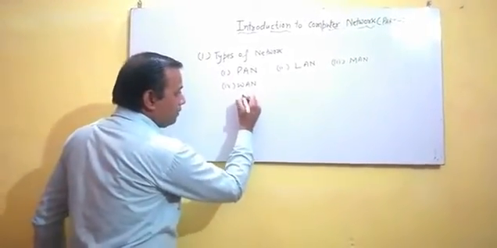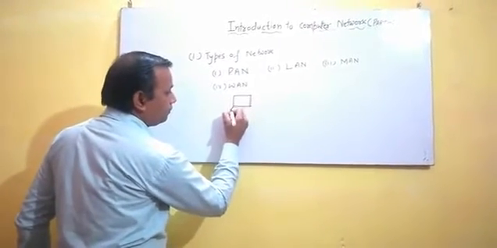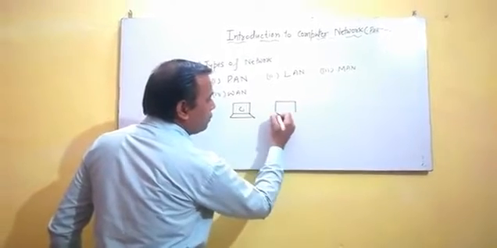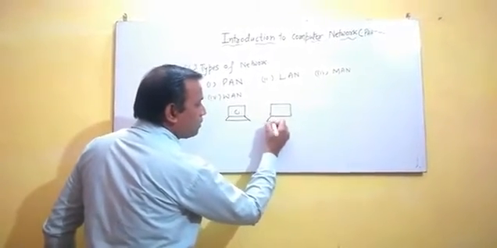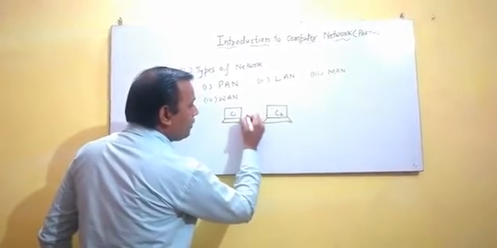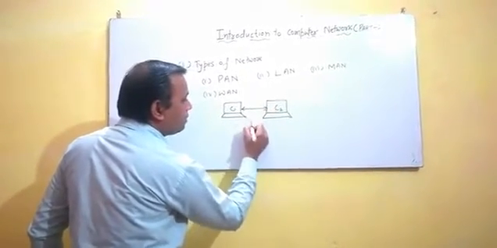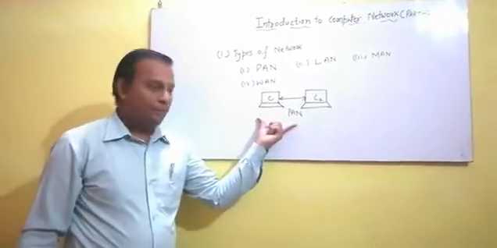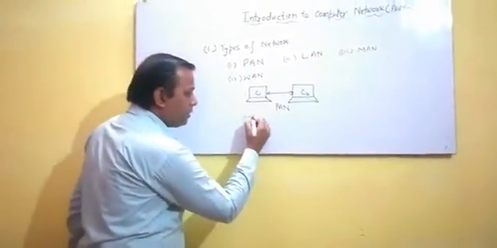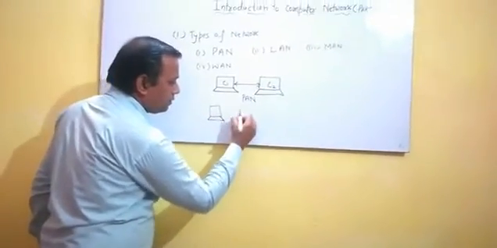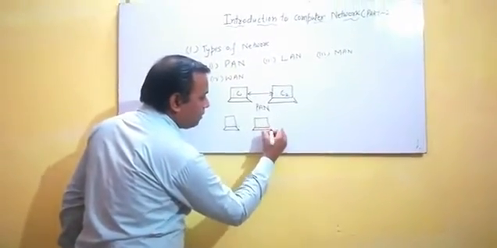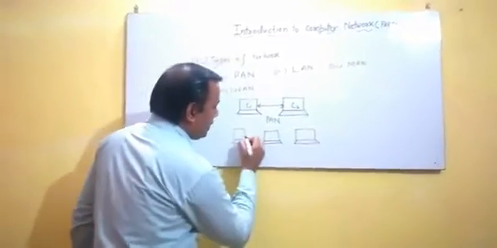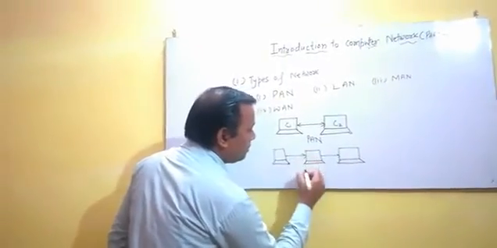If I have this network, this is computer 1, this is computer 2. Now, when we connect them, it forms a PAN. But when we have a number of computers and we want to connect them in a limited geographical area, then it is said to be a LAN.